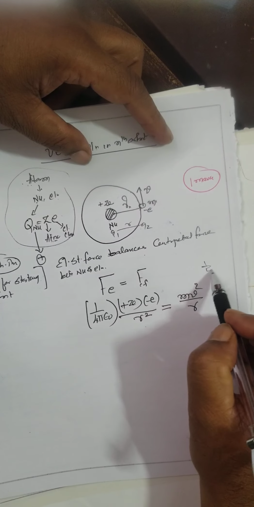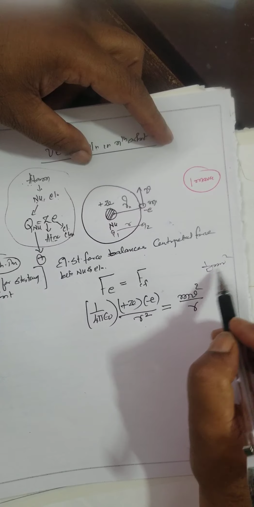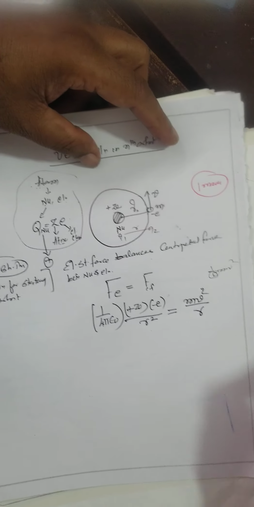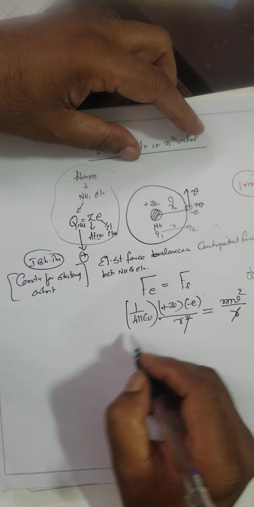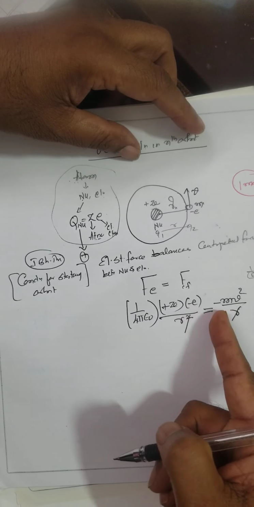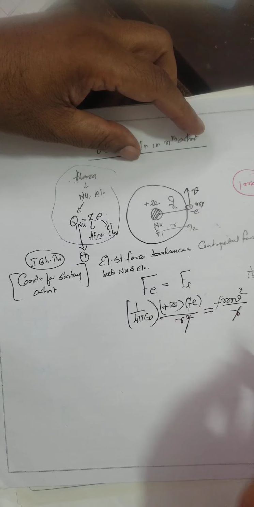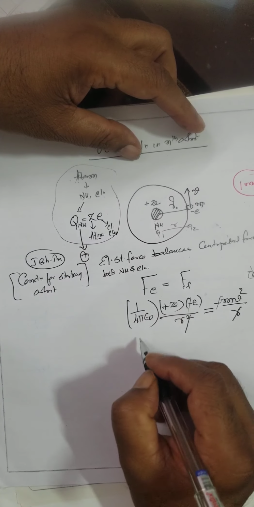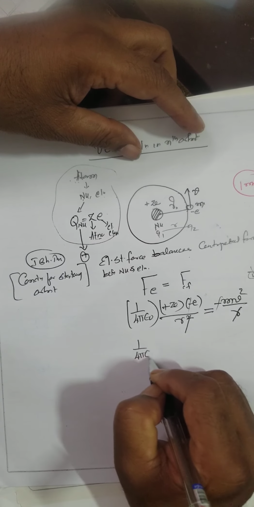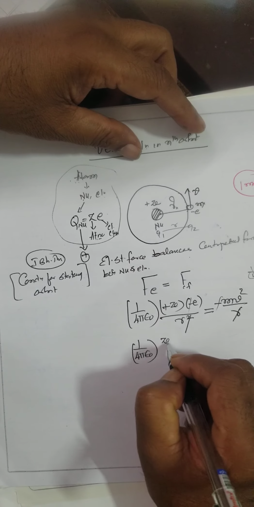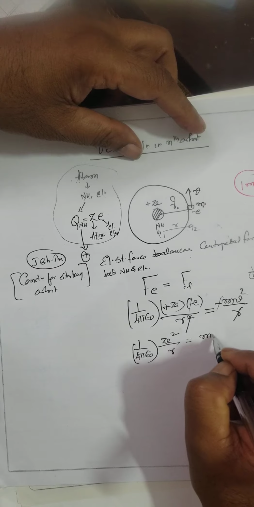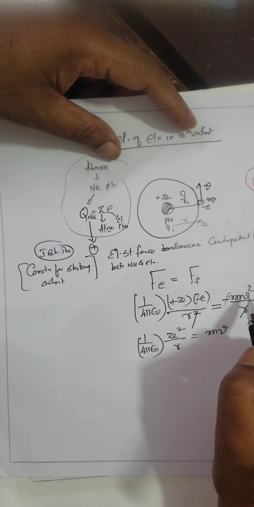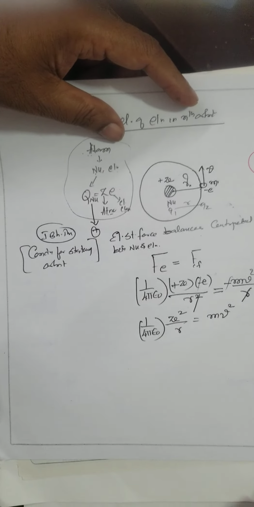See, half mv square, kinetic energy, no, half mv square. Instead of 2, you write r here. Here this r gets cancelled. Here plus and minus, here also equal and opposite. Simply put minus here so that you cancel this. Right? Therefore 1 by 4 pi epsilon naught Ze square by r is equal to mv square. Right?